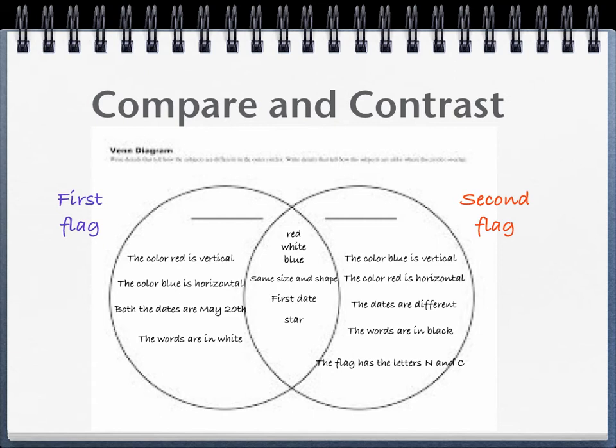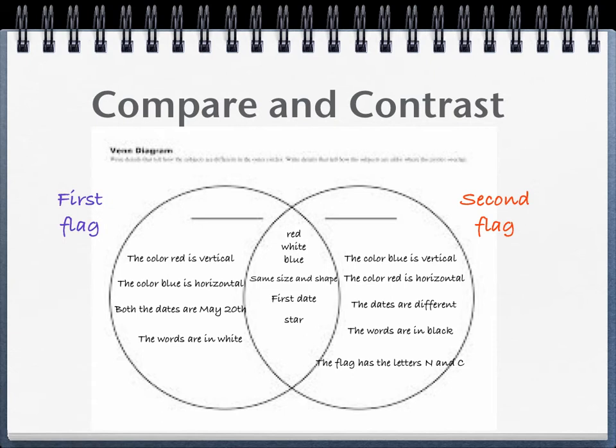But on the second flag, the color blue is vertical, which means up and down. And then the color red is horizontal. So we see the difference there is those two colors switch positions. The dates are different. The words are actually inscribed in black instead of white, and then the flag has the letters N and C. The similarities they have were that the colors red, white, and blue stayed the same.